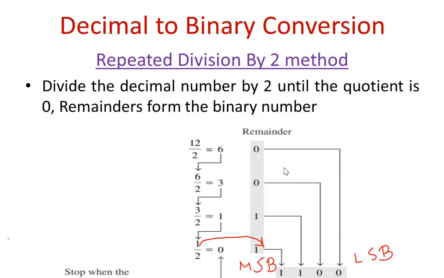So to represent the binary equivalent, we have to write the remainders from bottom to top: first the last remainder, 1, then 1, then 0, then 0. This is the bottom to top approach. Here the MSB is the last remainder and the LSB is the first one. So 1100 is the binary equivalent of the decimal number 12.